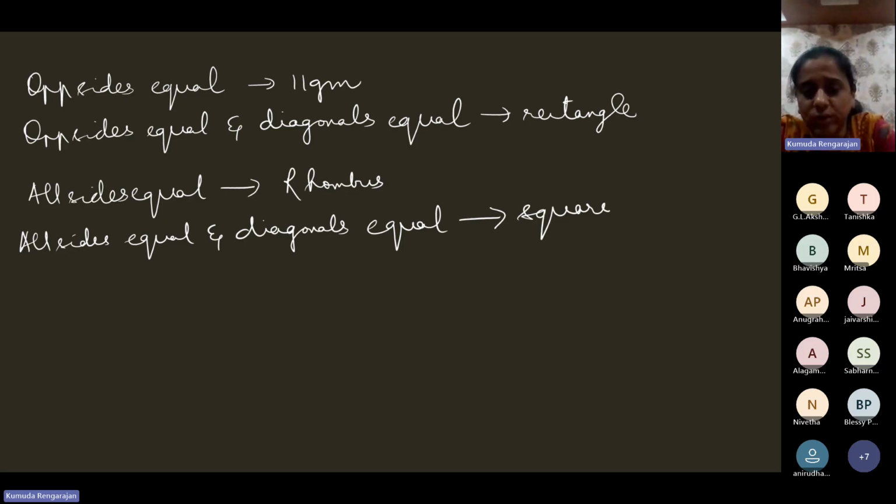Similarly, to show that it's a square, if you just say all sides are equal, it can be a rhombus. It need not be a square. So if all sides are equal and the diagonals are equal, then it's a square. Yeah, please make a note of this. Just give me a minute, I'll come back. Make a note of this.